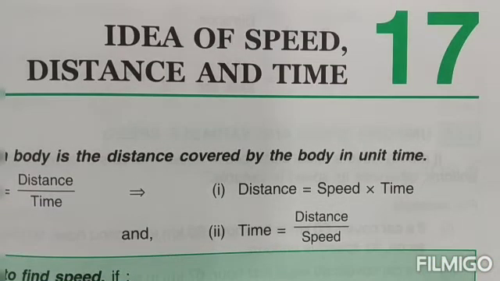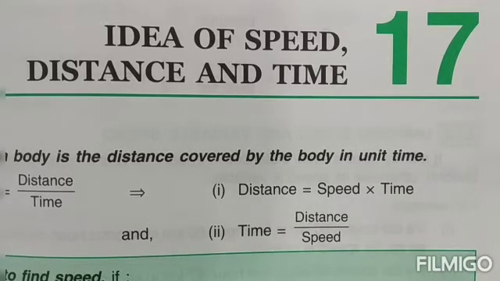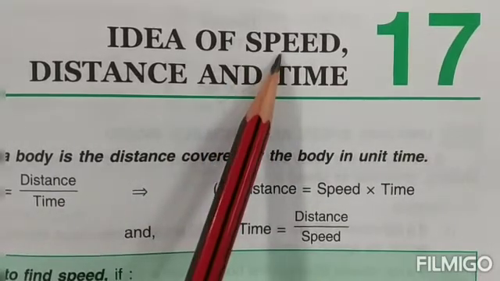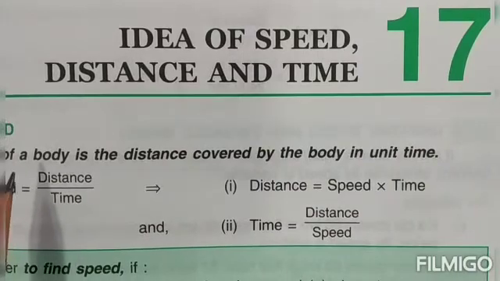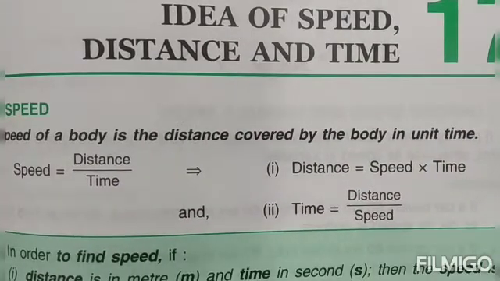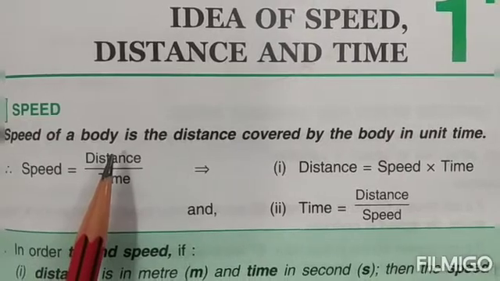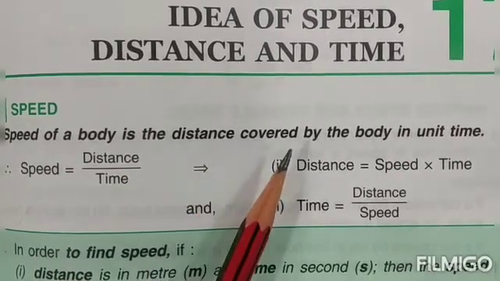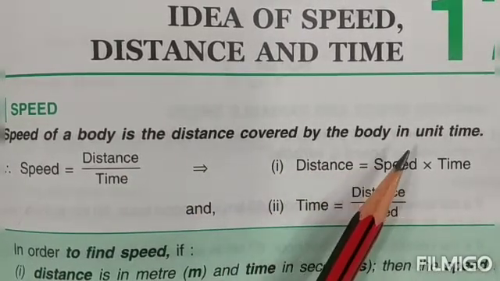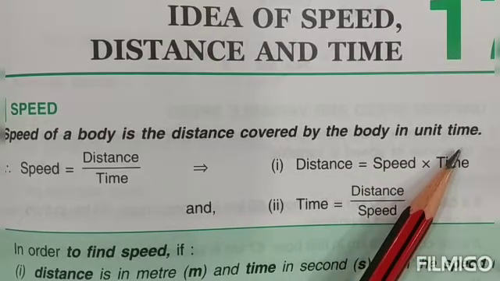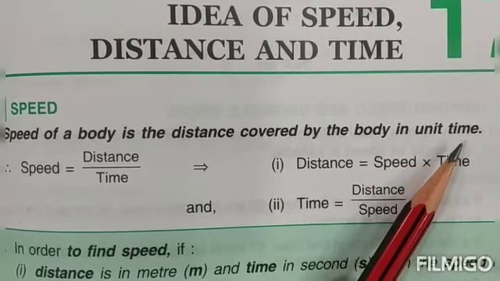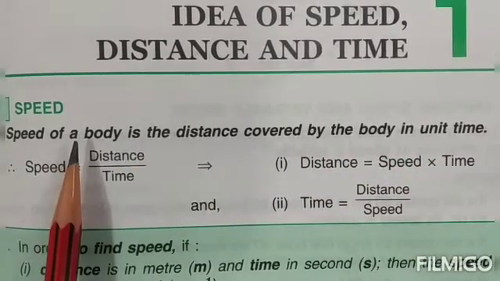So, children, let's begin with the lesson of speed, distance, and time. Now, first of all, the first heading, as you can see in this lesson, is speed, children. What is speed? It's given in your books. Have a look at it. Speed of a body is the distance that is covered by the body in unit time. That means how much distance will some body cover in a given time. That is known as speed.